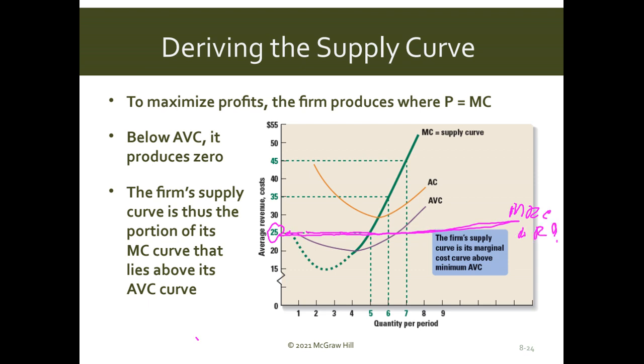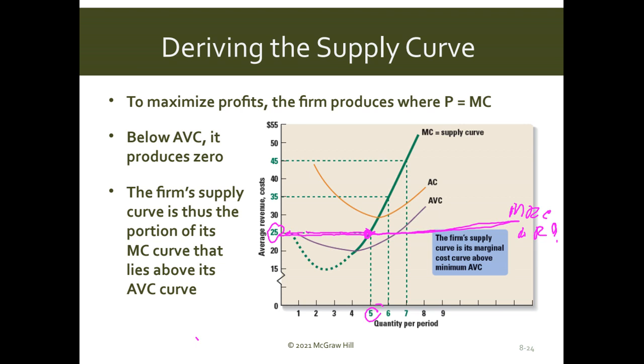Okay. And I told you that production will be at a point where marginal revenue equals marginal cost, or price equals marginal cost. Why price? Because price is equal to marginal revenue. So you can see when price is 25, this firm will supply on the marginal cost curve 5 units of output.